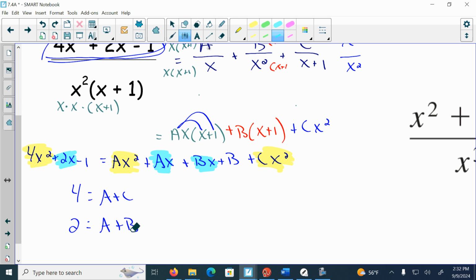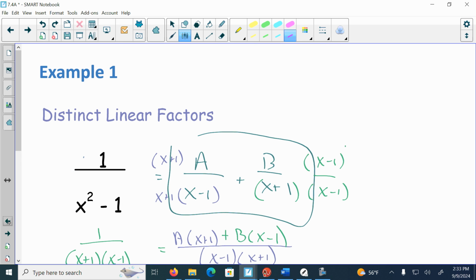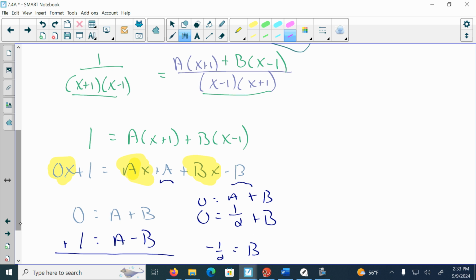And then finally, I have this -1, and I just have this b. Those are numbers without an x. So I have -1 is equal to b. Wait, why wouldn't that? Remember the other problem. Well, in the other problem I didn't have the term with x, so that's why it was 0.